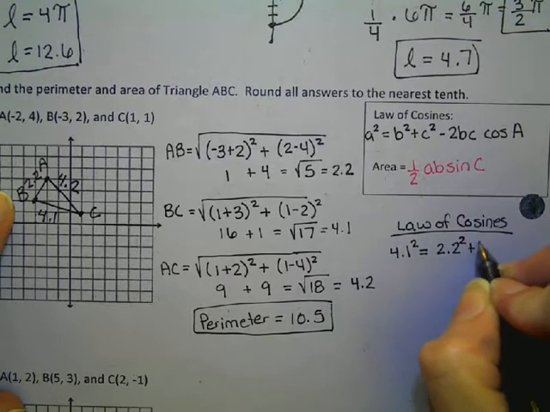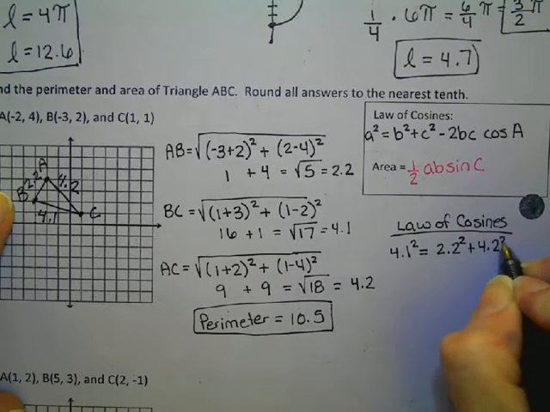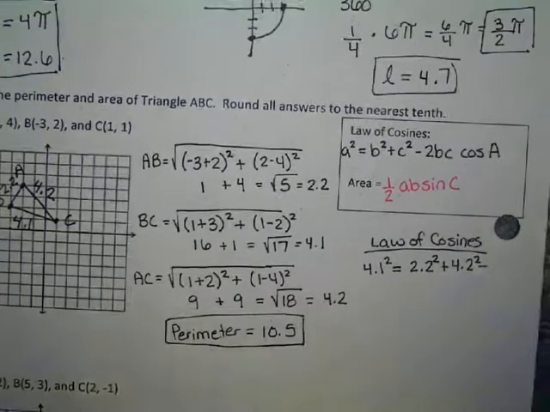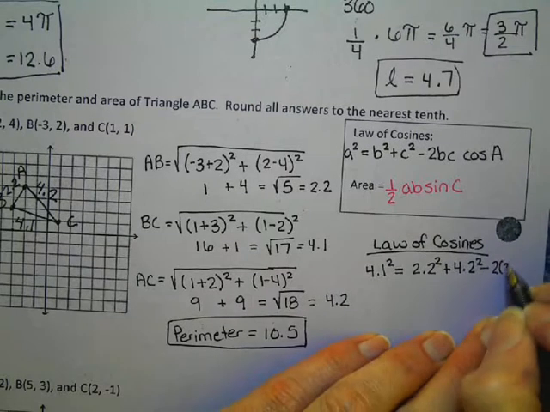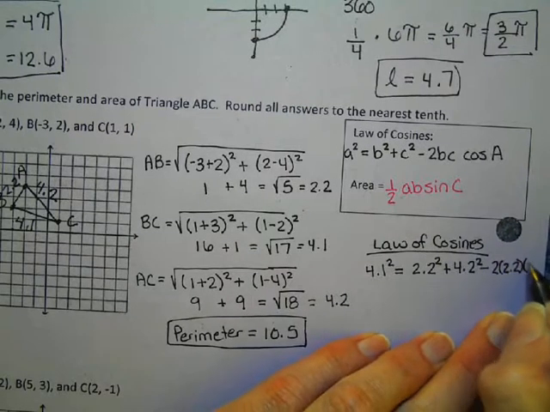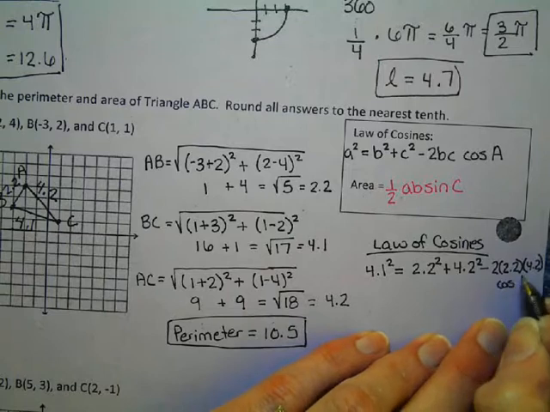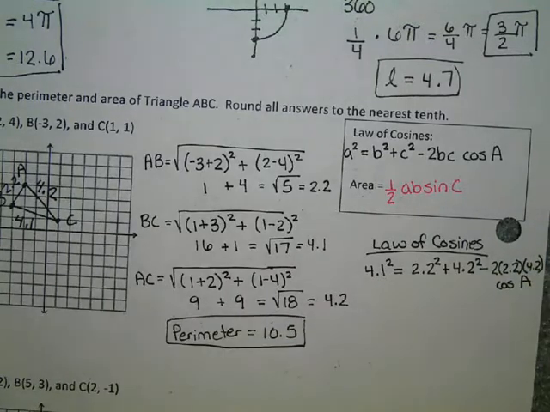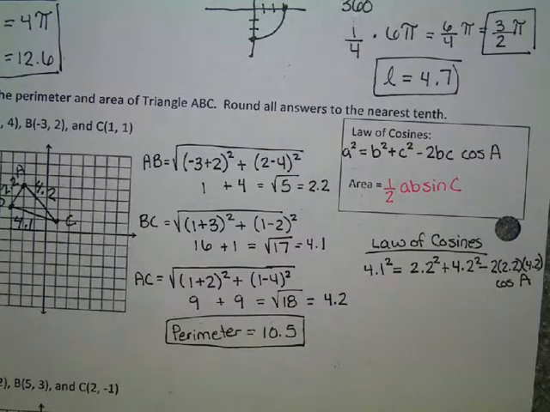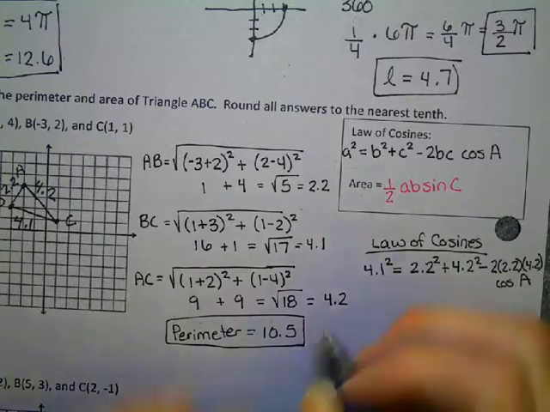4.1 squared equals 2.2 squared plus 4.2 squared minus, I don't know if I have room, 2 times 2.2 times 4.2, cosine of A. It doesn't matter which of these I wrote first. I could have done that the other way. So then you square those things. Okay, so 4.1 squared is 16.81.